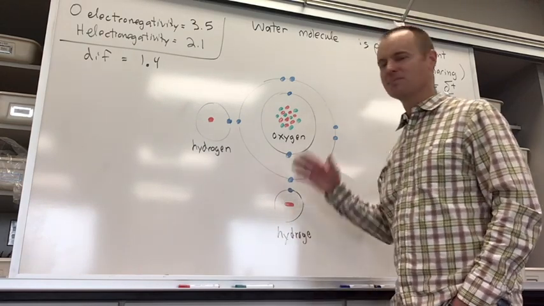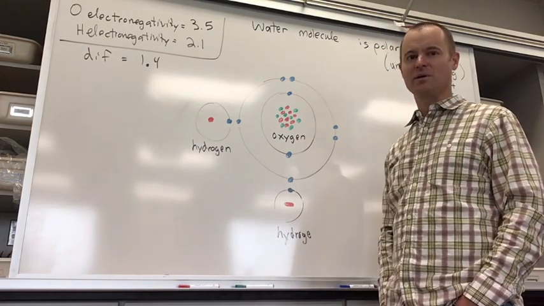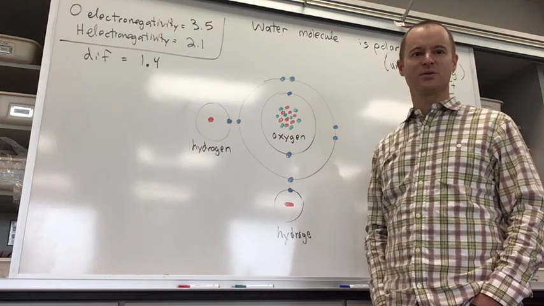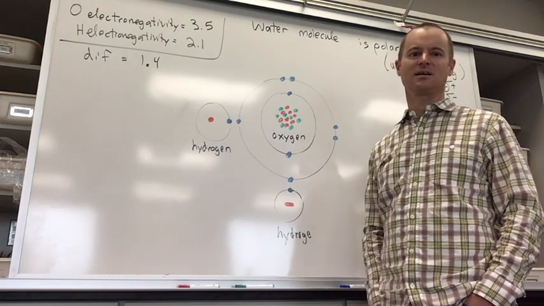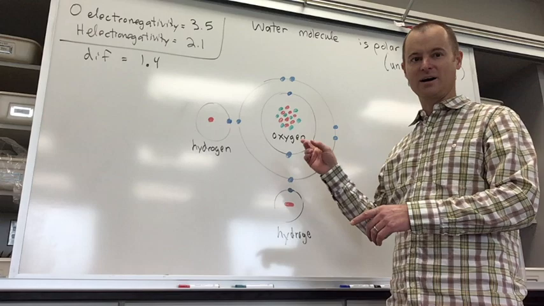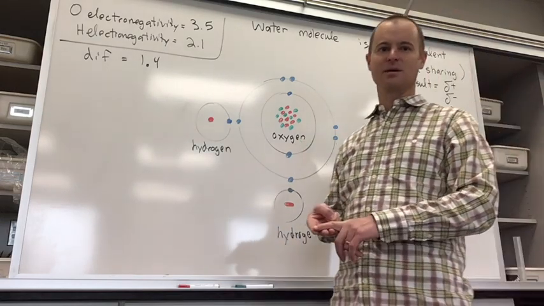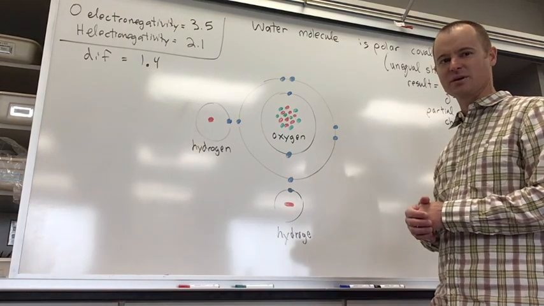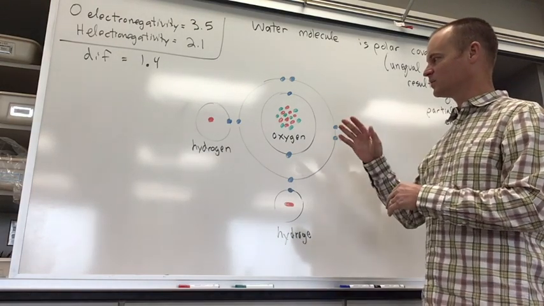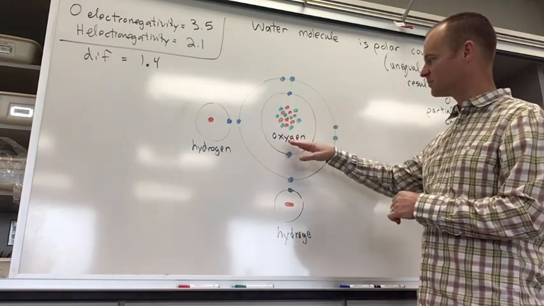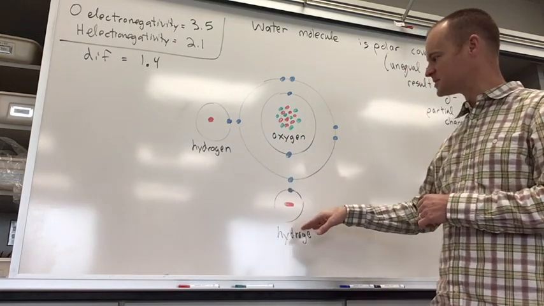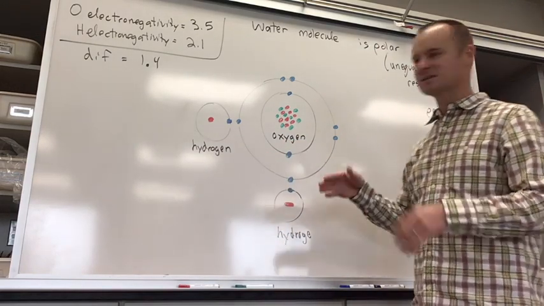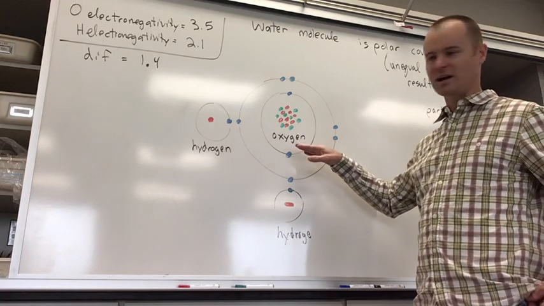So behind me on the board, I just have a water molecule. So we're going to talk about three different types of bonds: polar covalent bonds, ionic bonds, and nonpolar covalent bonds. So the water molecule is the first one, and when we look at a water molecule, it's made up of one oxygen and two hydrogen atoms. But before we get to that, let's just take a look at the oxygen atom first.